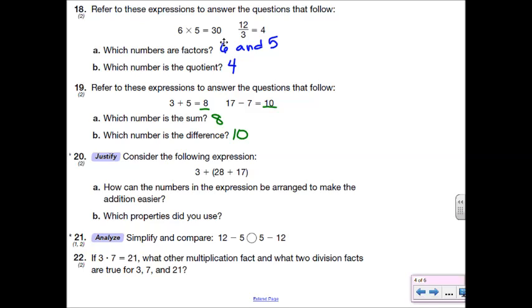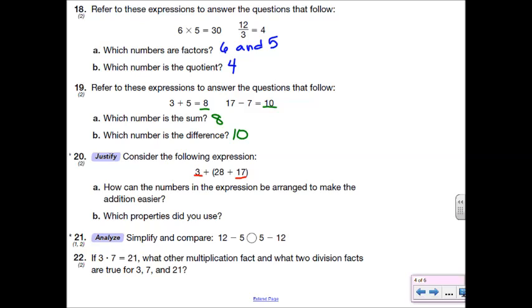In number 20, it says consider the following: 3 plus 28 plus 17. How can the numbers in the expression be arranged to make the addition easier? Well, when I see 3, I'm hoping that there's going to be a 7 to pair with it, because that's going to make 10, and even 10. Well, in this case, 20. 3 plus 17 will be 20.